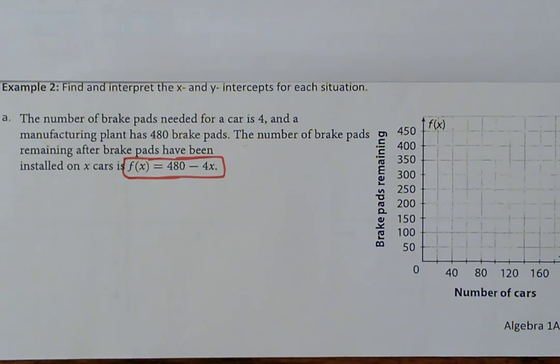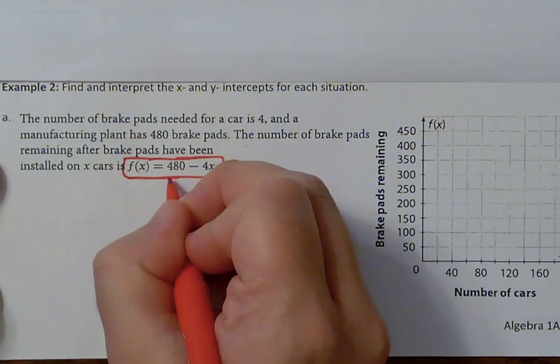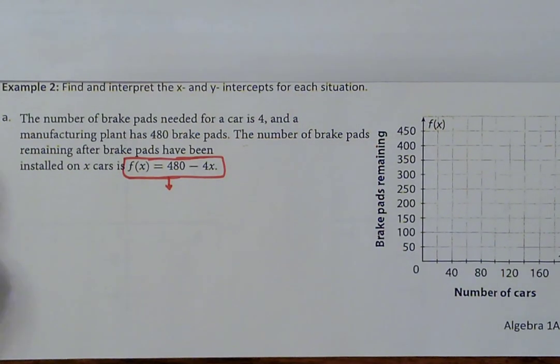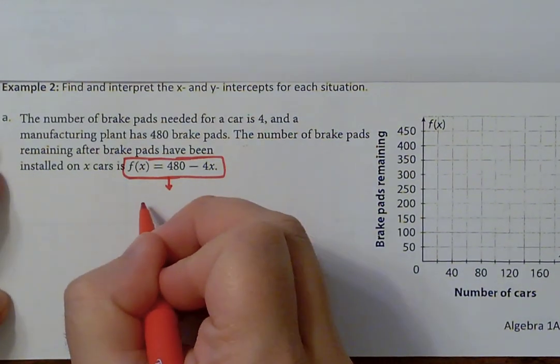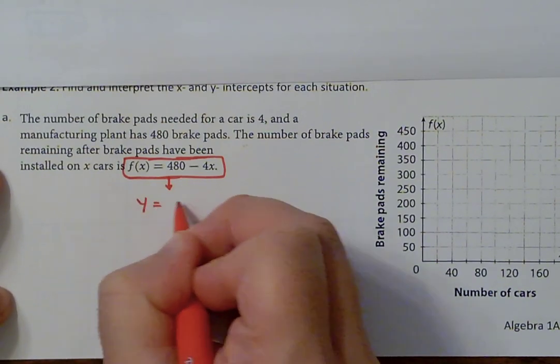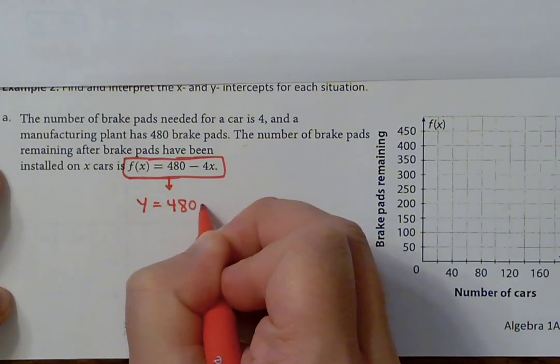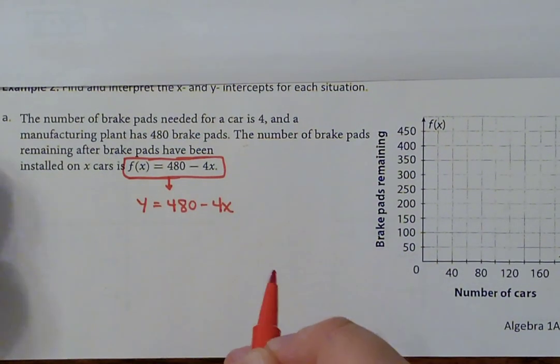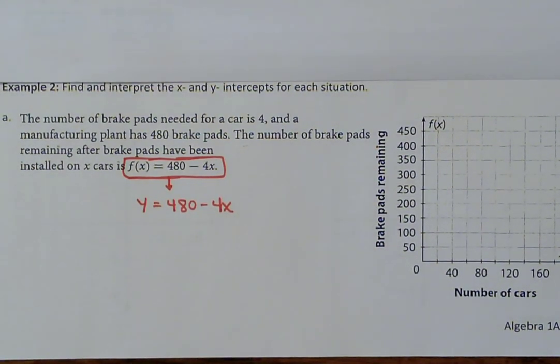Now, you may be wondering, okay, how do I figure out my x and y intercepts for this? First thing that I want to do is change this f of x equals 480 minus 4x into something we're more used to, which is using x and y. So I want to get rid of this f of x, and remember what we talked about before. f of x just is a fancy y, so I can write this as y equals 480 minus 4x, and that's going to look a little more normal.